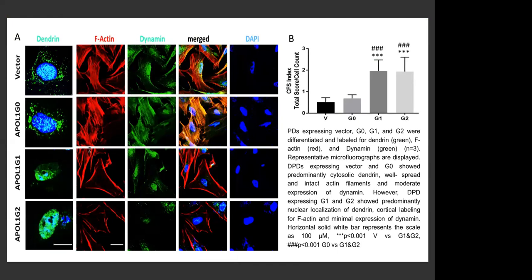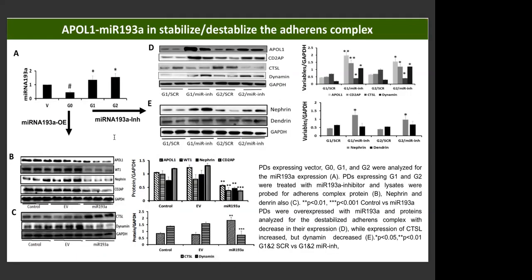So this disintegration of the cytoskeleton depends upon the translocation of dendrin. It is hypothesized that when dendrin translocates to the nucleus, it causes the transcription of cathepsin L, and that causes the degradation of the cytoskeleton. So in G1, G2, there is more translocation of dendrin into the nucleus, and there is more cytoskeleton disarrangement. And we also did some experiments with the microRNA, and we have shown that this APOL1-mediated stabilization of the cytoskeleton is done through the microRNA.